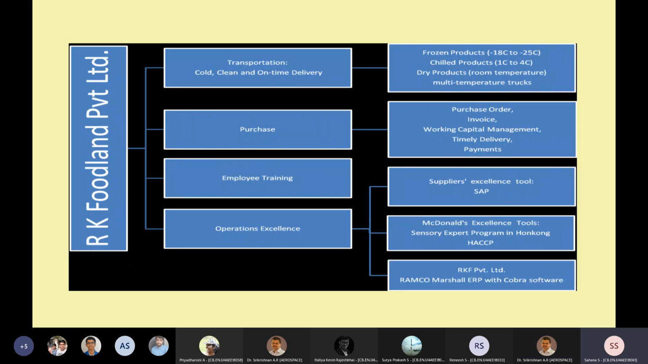And we saw storage, transportation and distribution. To mention the technology, it is SAP. SAP stands for Supplies Excellence Tool, that is, SAP System Application and Product software has been used. We also know that all the industries are automated plants now.